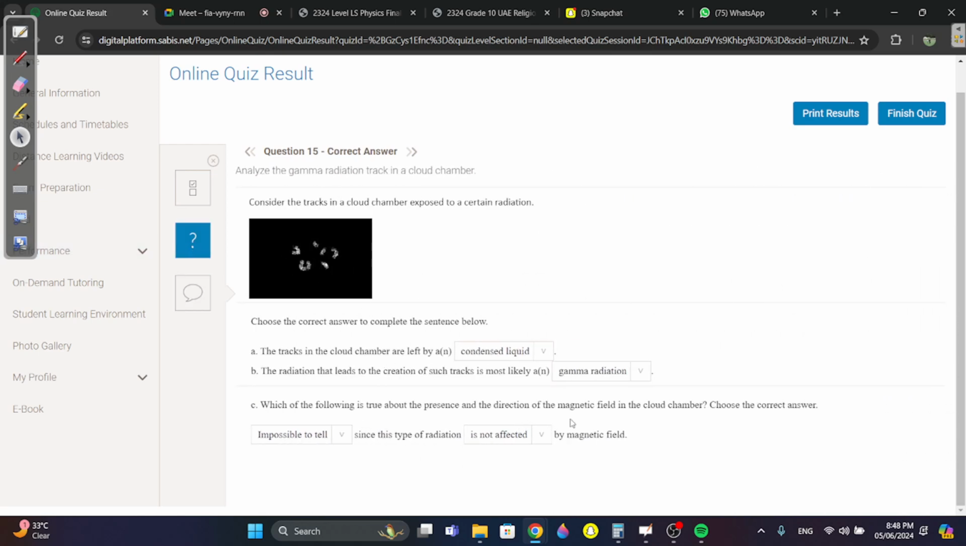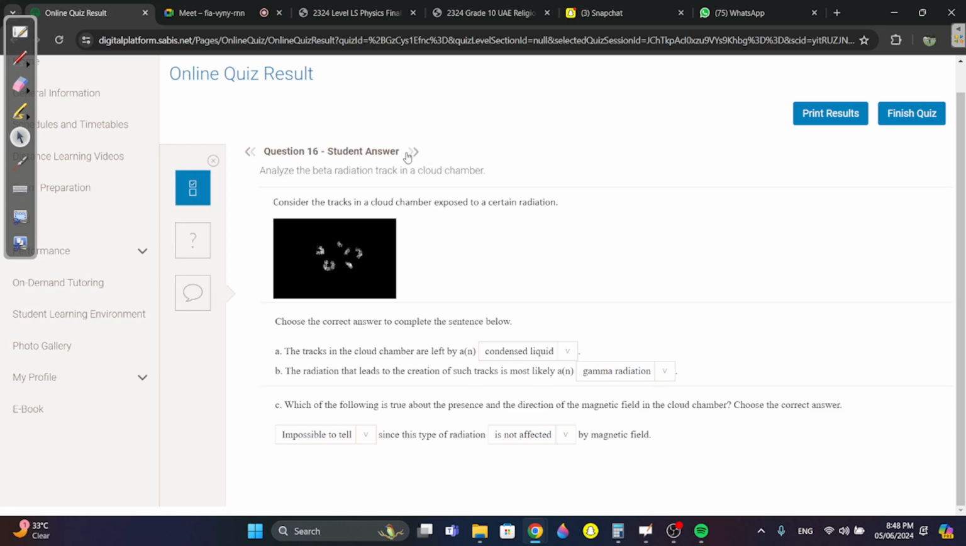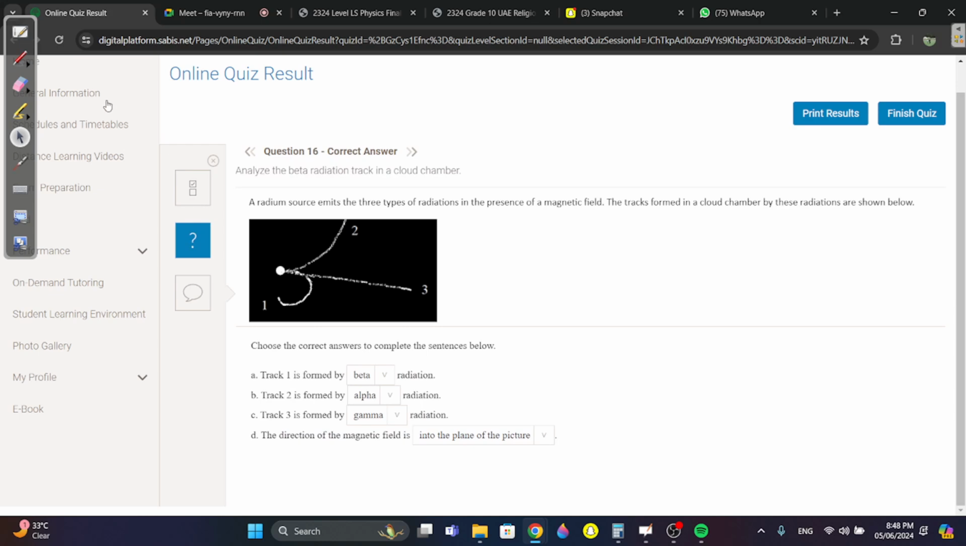What is true about the magnetic field in the cloud chamber? It's impossible to tell because it's not affected by the magnetic field. When you have gamma, you can't tell in what direction the magnetic field is because gamma don't carry any charge. So if they ask what the magnetic direction is, it's impossible to tell because it's gamma. Gamma don't have charge, and I can't tell whether it's positive or negative, or which side it's moving to.